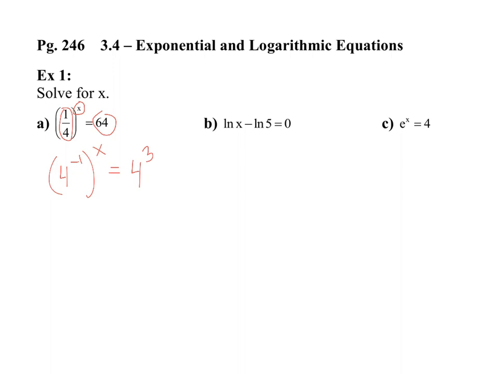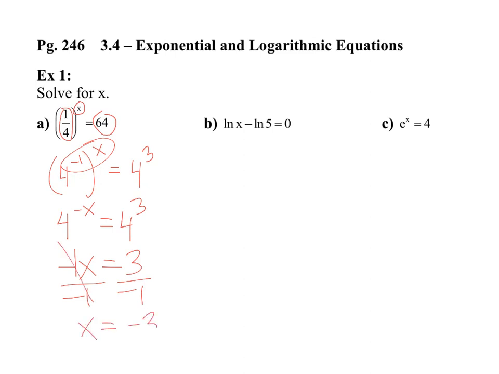All right, and now I could just multiply these. I have 4 to the negative x power equals 4 to the 3rd. Then I get negative x is equal to 3. I'll divide by negative 1, and x is equal to negative 3. Done. All right, for the next one, let's see, what are we going to do here?